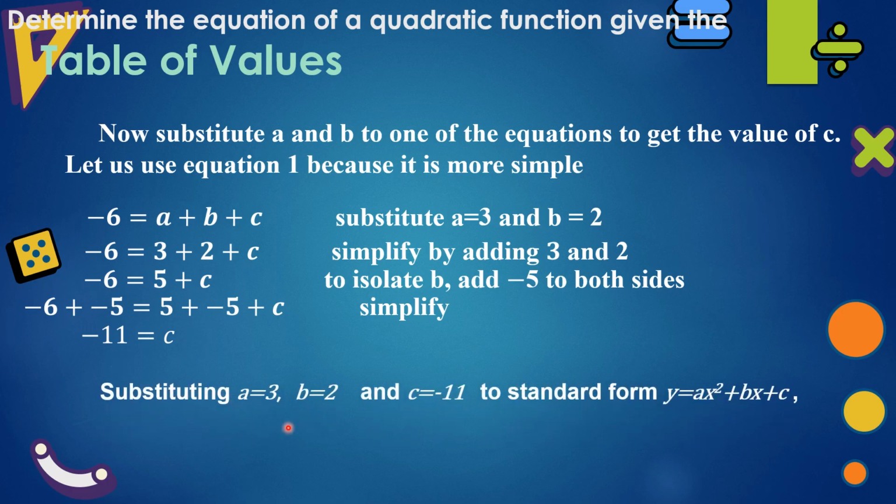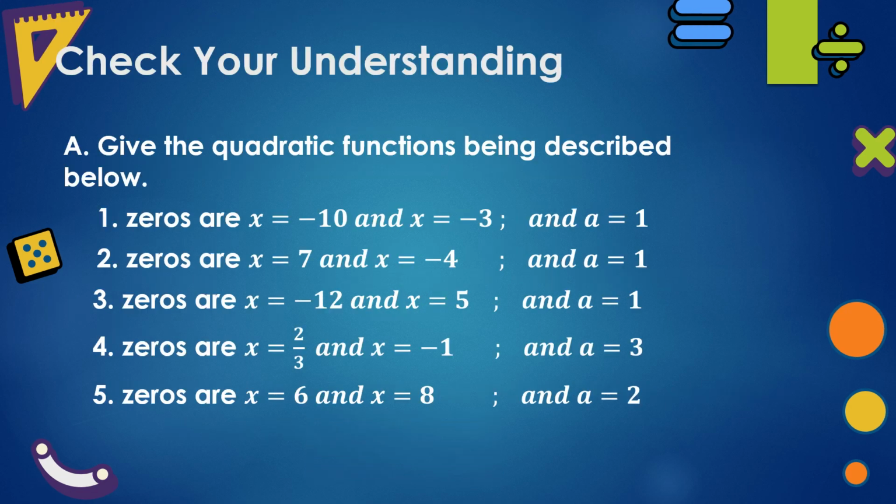Substitute 3, 2, and negative 11 to the standard form y is equal to ax squared plus bx plus c. And we will get y is equal to 3x squared plus 2x minus 11. You can check your understanding by answering these activities.